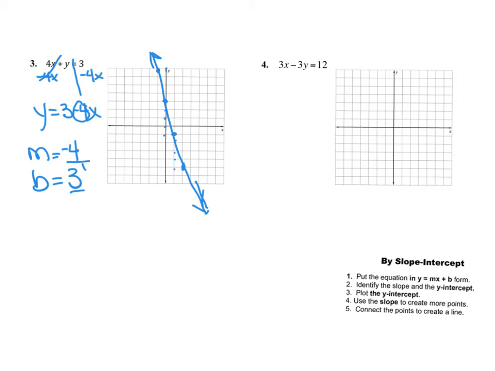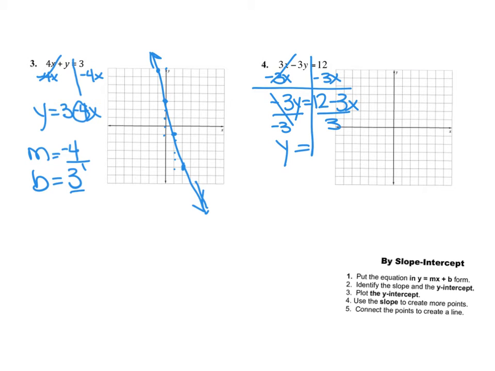All right, and our last one in this example. So again, the first step, we need to put the equation in the slope-intercept form. So this is not in slope-intercept form. We need to get that y all by itself. So I'm going to subtract the 3x. Negative 3y is equal to 12 minus 3x. I have to divide by a negative 3.